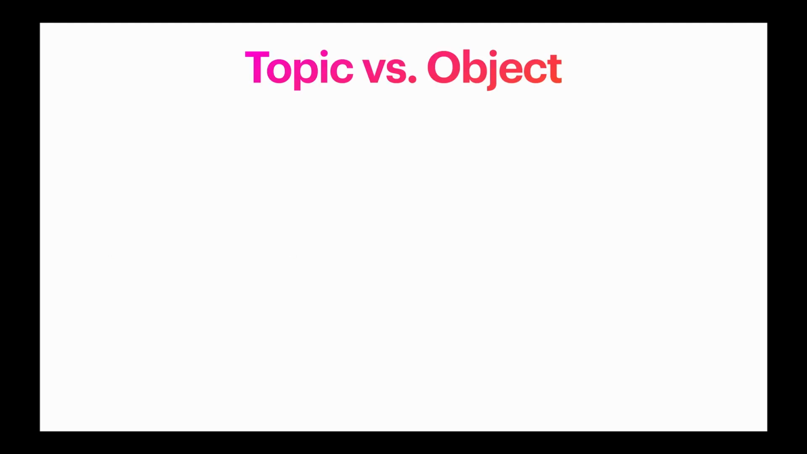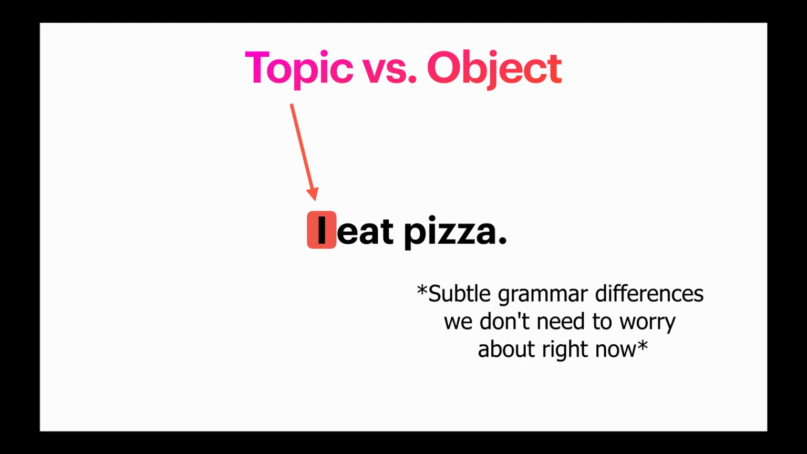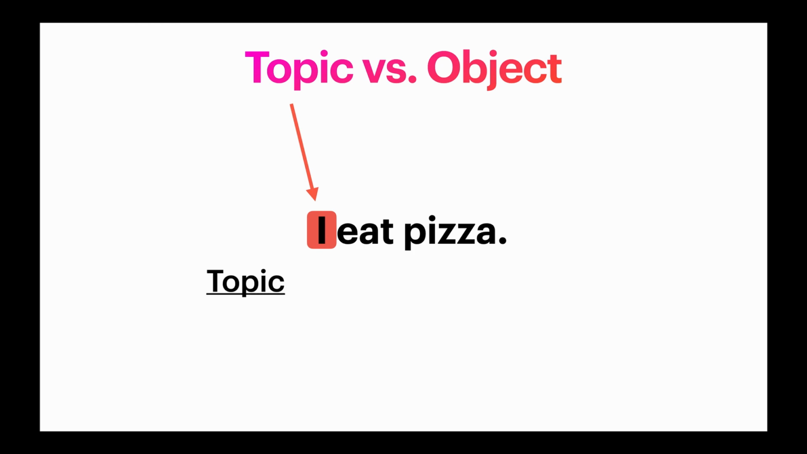But what do I mean by object? Let's start by looking at the difference between the topic and the object. In a sentence like, I eat pizza, I is the topic of a sentence, or you could also say that it is the subject of the sentence too. We'll leave that for a future video. Now the topic, you could just think of as who or what is doing the verb. So who or what is eating? I am. So I is the topic of the sentence.